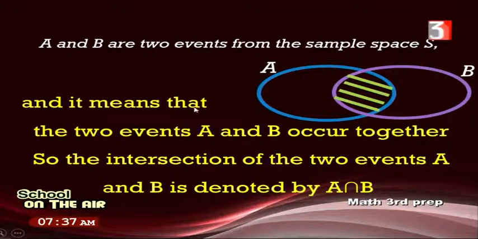If A and B are two events, the shaded region means A and B, and it means that the two events A and B occur together. So the intersection of the two events A and B is denoted by A intersect B. If we notice, this shaded area is the region between the two events together.